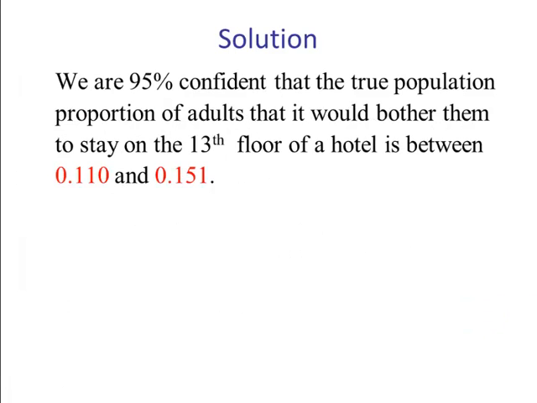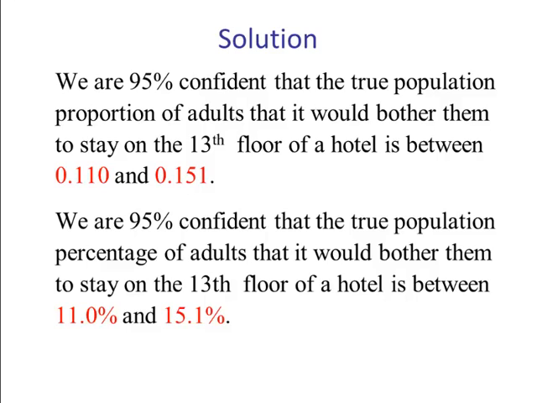Now if we interpret this, we would say we are 95% confident that the true population proportion of adults that it would bother them to stay on the 13th floor of a hotel is between 0.109 and 0.151. If we express this as a percent, we would say we are 95% confident that the true population percentage of adults that it would bother them to stay on the 13th floor of a hotel is between 10.9% and 15.1%.